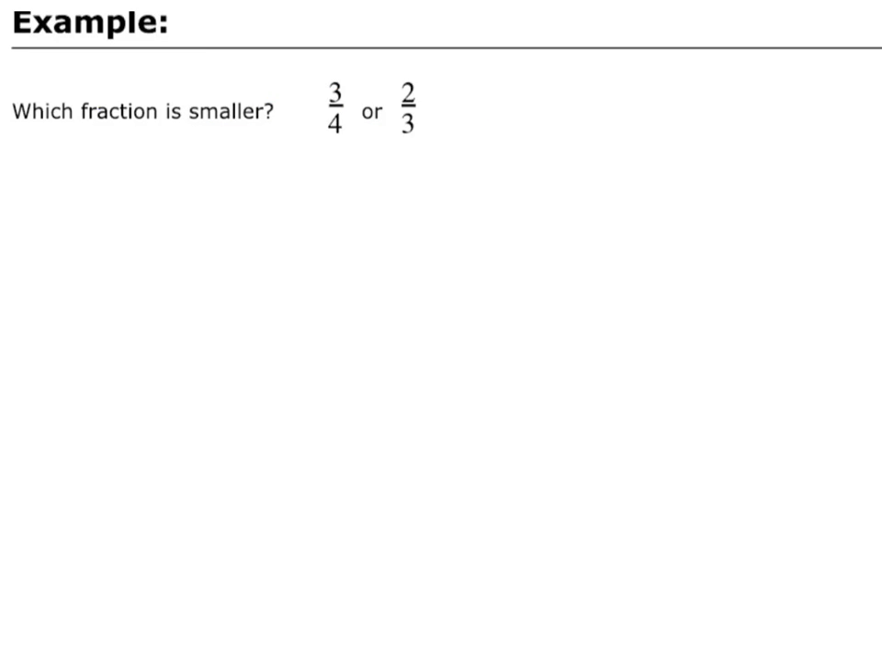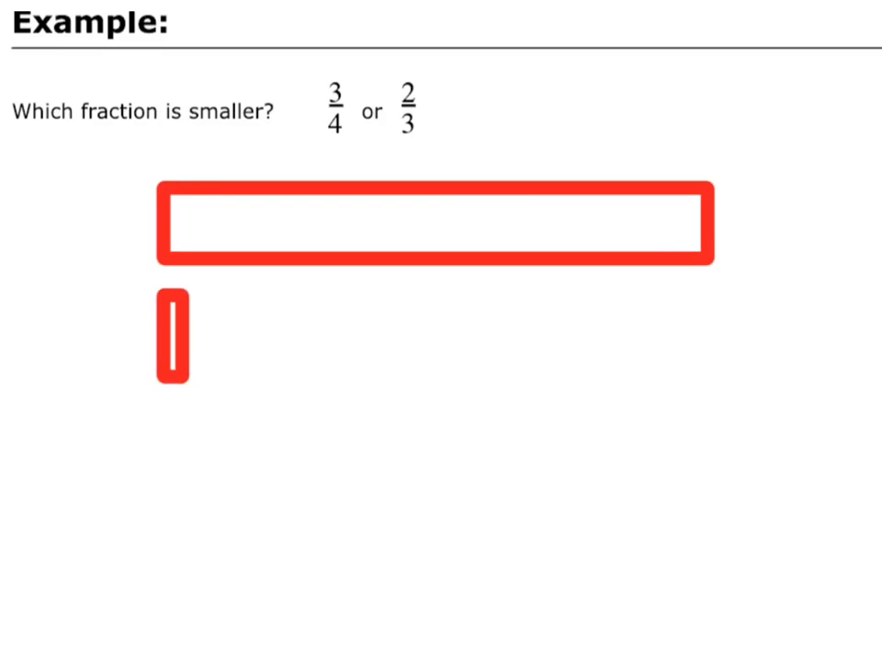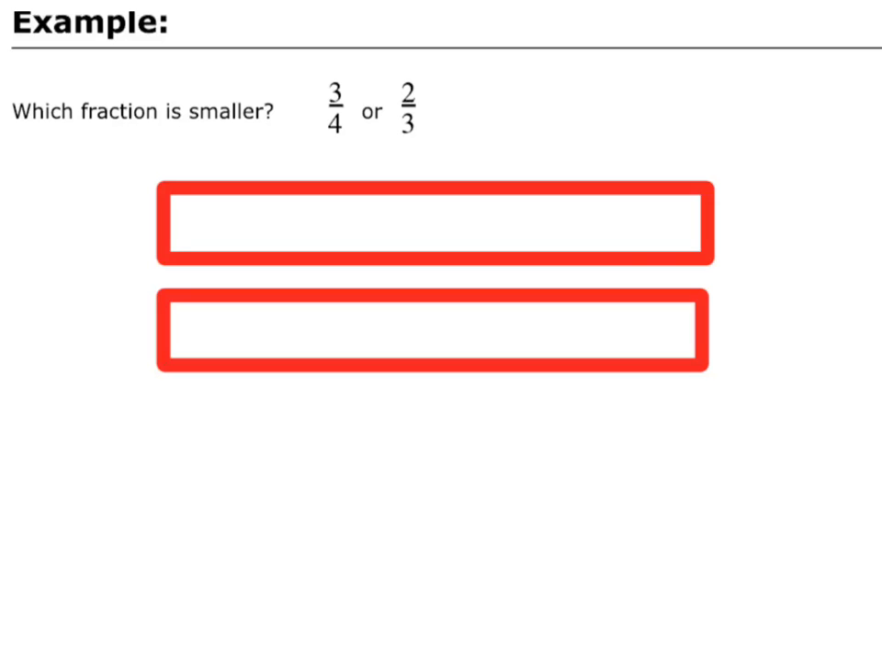So let's have a look at these 2 here, 3/4 or 2/3. What I'm going to do is draw 2 approximately equal rectangles. Now I want to divide those up. For 3/4, I'm going to split it in half and then in half again. These are not exactly equal, but they're close. For the second fraction, I want to represent it in thirds, so I want to split this into thirds. So it's about there.